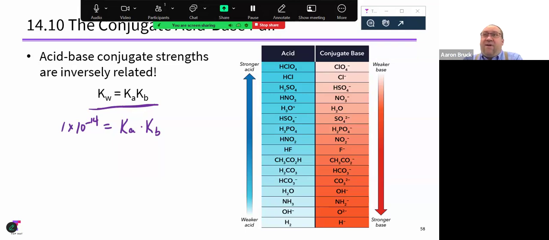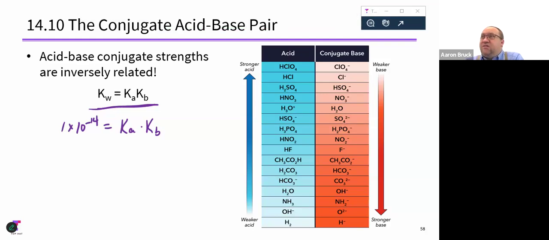So if my Ka value is 6 million, like is the case for something like nitric acid, then my Kb value is going to be incredibly small, to the point where we almost consider it to be not worth pursuit.